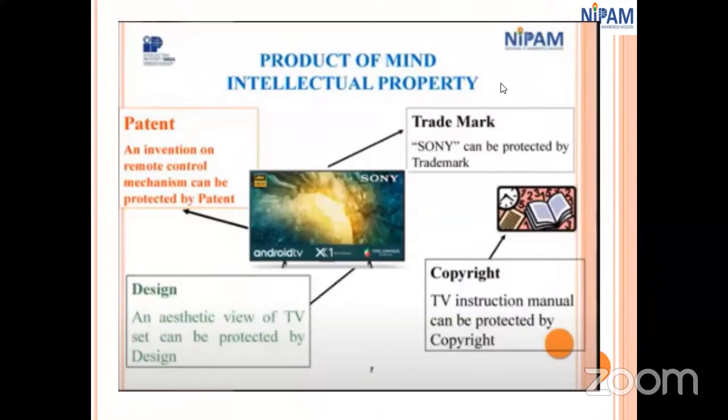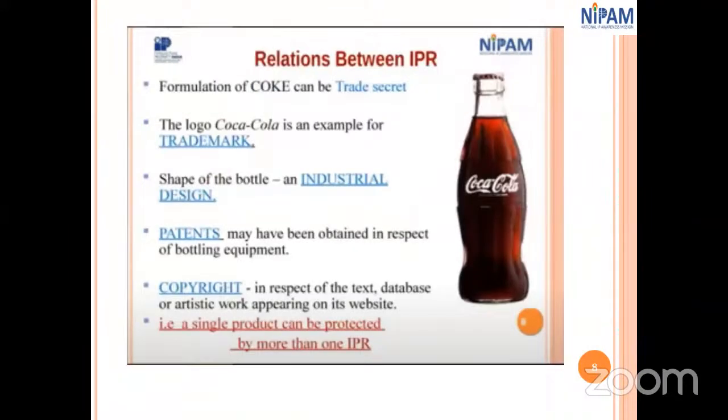So this is a TV, as you saw. TV has different IP rights. You have patent, design, trademark, and copyright over here. The next example, the third example for the day, is the Coca-Cola bottle. What are the multiple IP rights over here? One is the shape of the bottle, which falls under design. The logo Coca-Cola is a trademark. Patents cover the bottling equipment. And copyright is in respect of text, database, or artistic work appearing on the website. So a single product can be protected by more than one IPR.